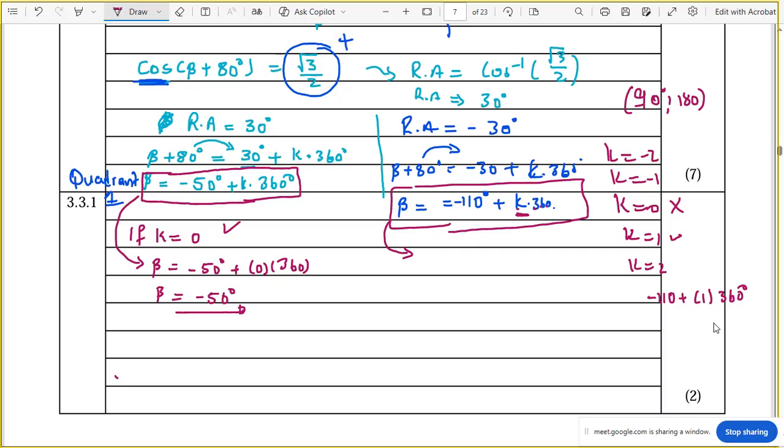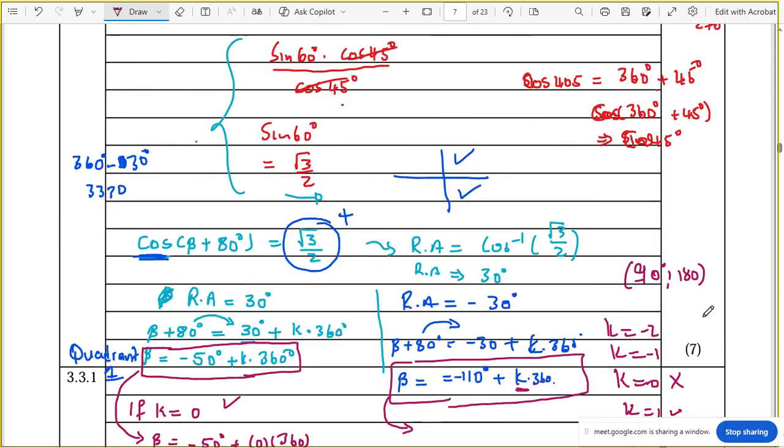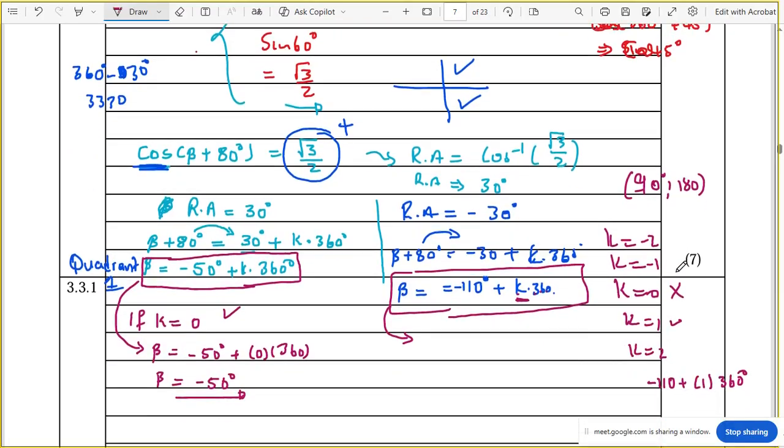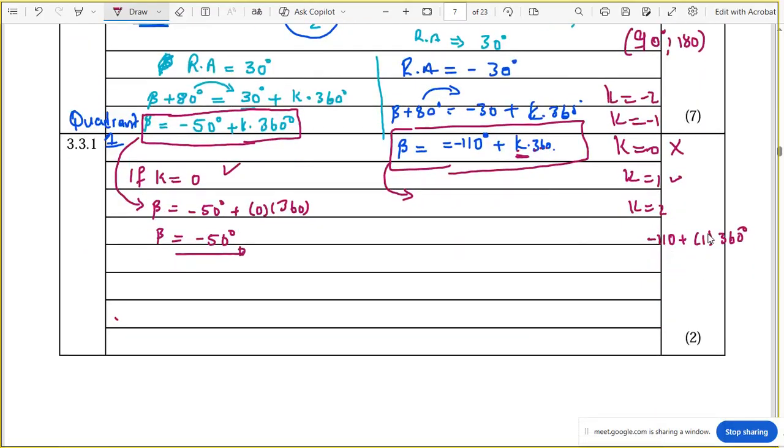250. So I can see that 250 is not in that interval. It's not between -90 and 180. I won't take 250. Let's try 2. So even 2 won't work. So I'm just going to give them this one answer, and then I'll definitely get the mark. Don't worry, you'll definitely get the mark even if you write that one answer.